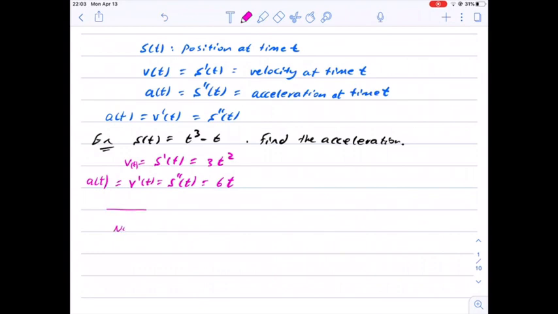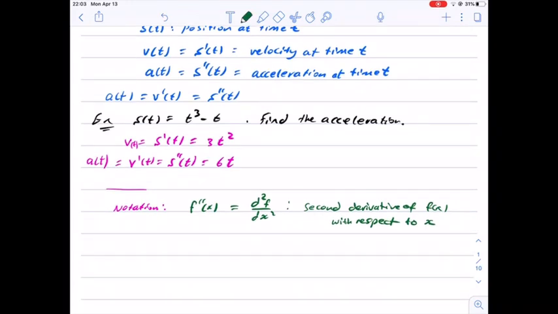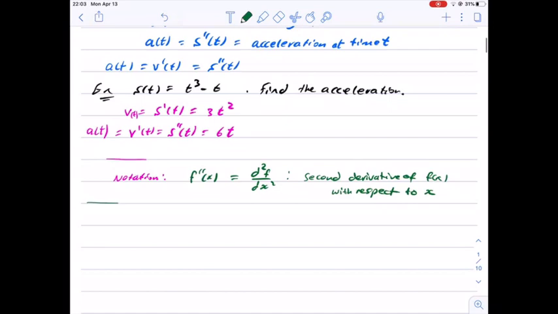Now, the notation for the second derivative is f double prime of x, or d squared f over dx squared. This is just a notation that denotes the second derivative of the function f of x with respect to the variable x.